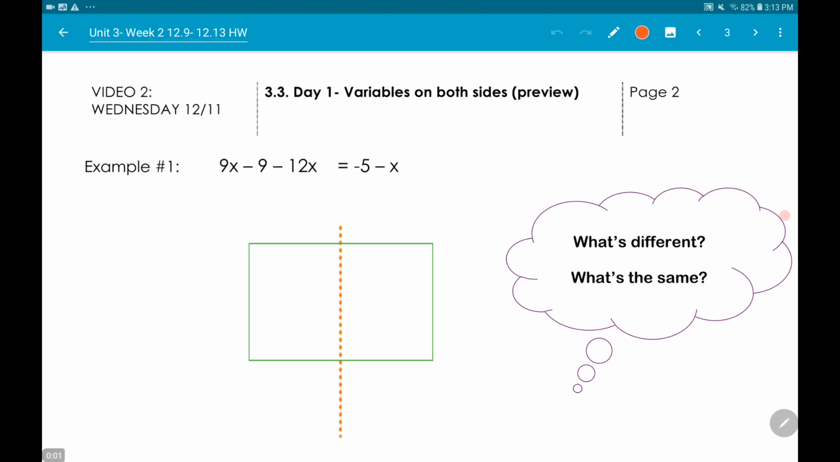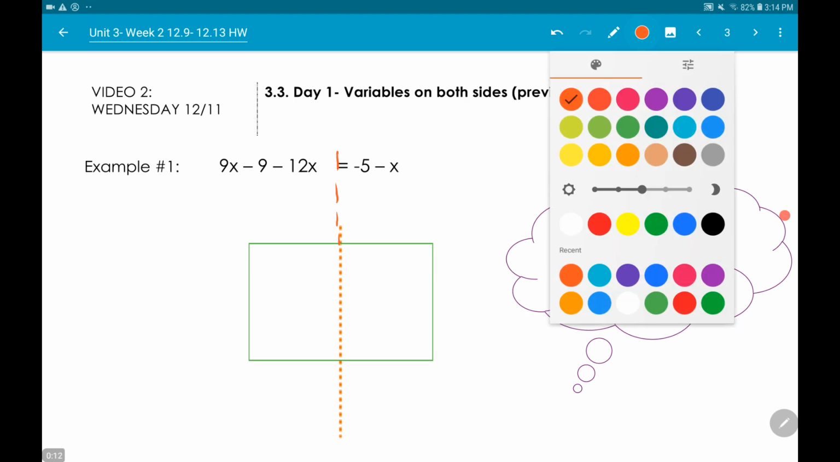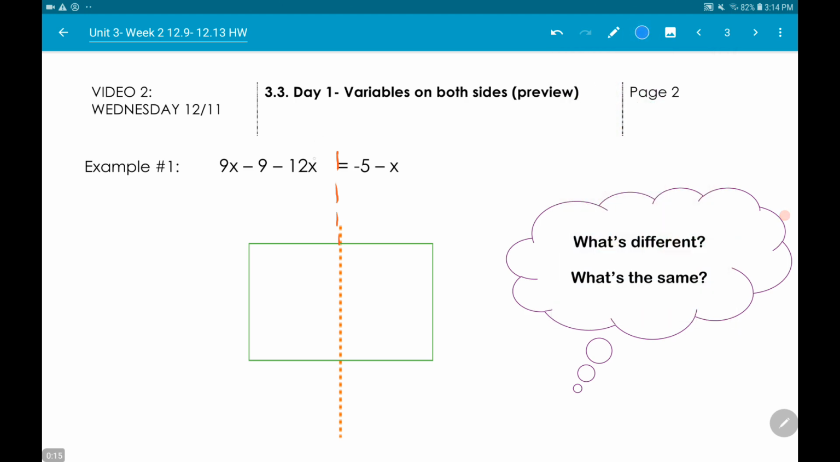All right, we are moving on to our next topic. We are still solving, but now we have variables on both sides. So when I look at my equation, what is different about this and what is the same? What's different is before we only had x on one side of the equation, and now I have x on both sides.